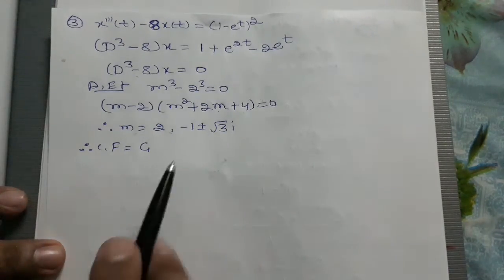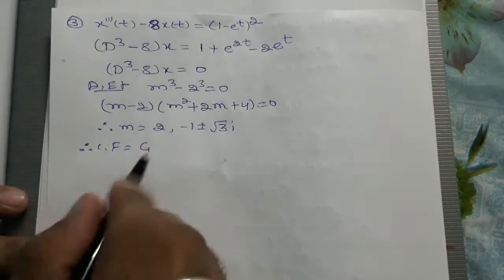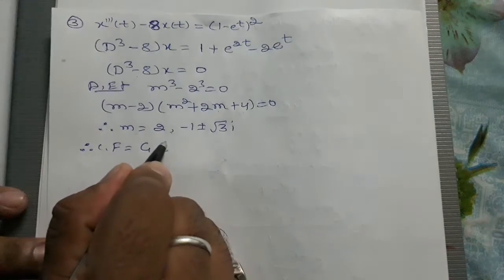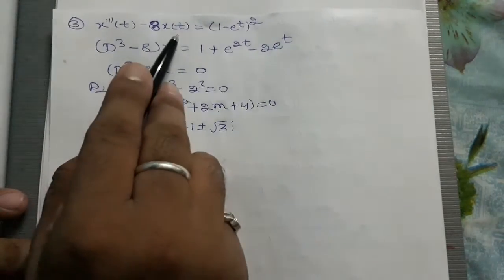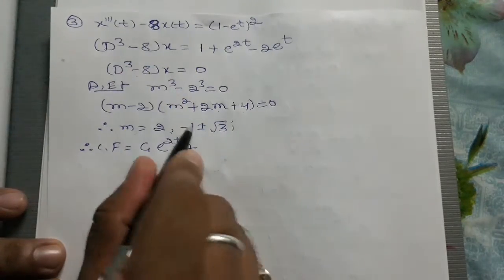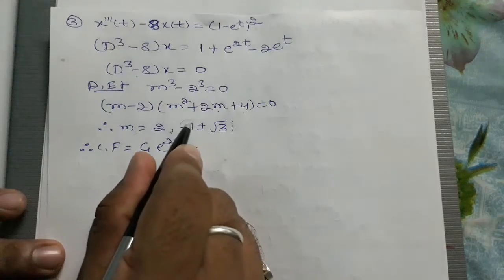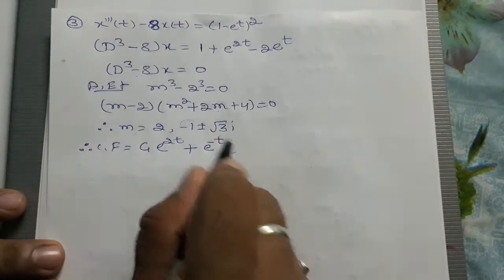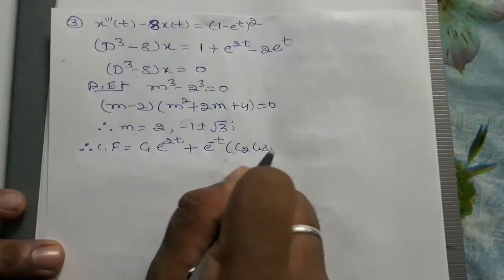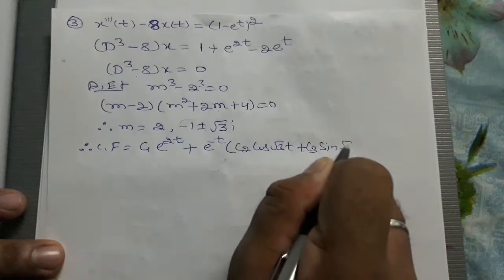So what is the complementary function I'm going to write? 3 roots means 3 constants, c1, c2, c3. So c1, this is the real root, so in the form of exponential, e to the power of what are you going to write? 2t, remember, because t is the independent variable, plus this is a complex root, so c2, c3 I have to write, but this part is the real part, so e to the power of minus t I am writing, and the remaining I'll write as c2 cos of root 3t plus c3 sine of root 3t.